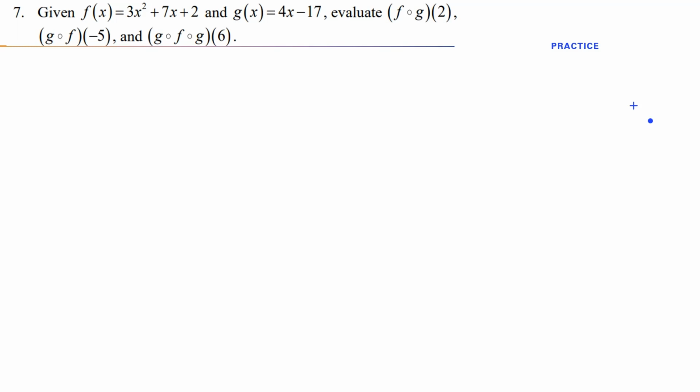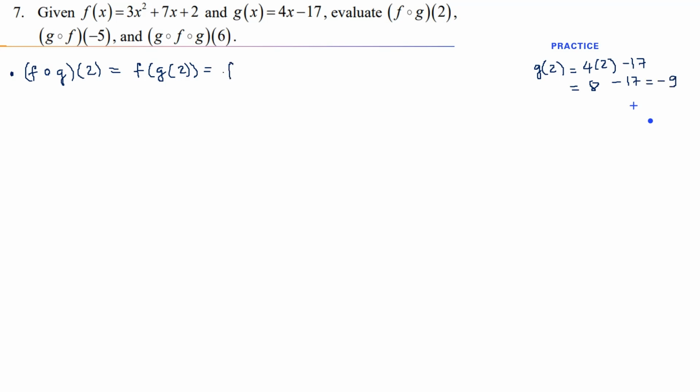So similar for this question, we will start with f of g of 2, right? So f of g of 2. Now we have to know what is g of 2. So g of 2, that's 4 times 2 minus 17. That's 8 minus 17, that's negative 9. So we plug in f of negative 9, that equals 3 times negative 9 squared plus 7 times negative 9 plus 2.